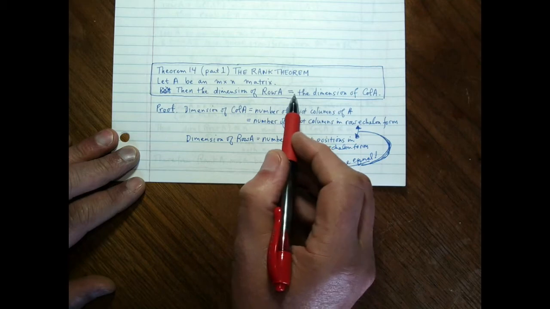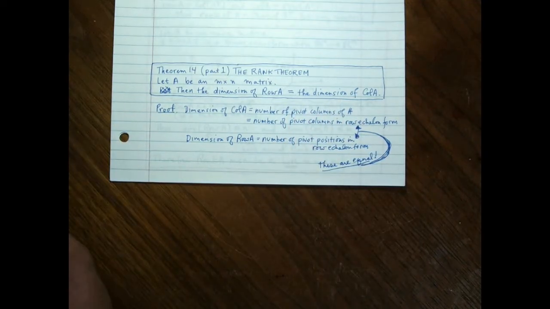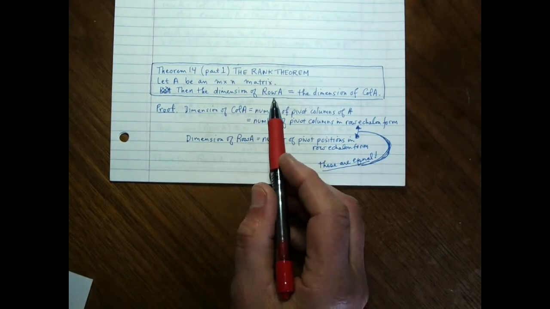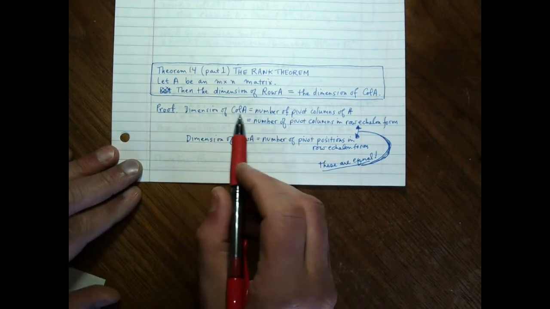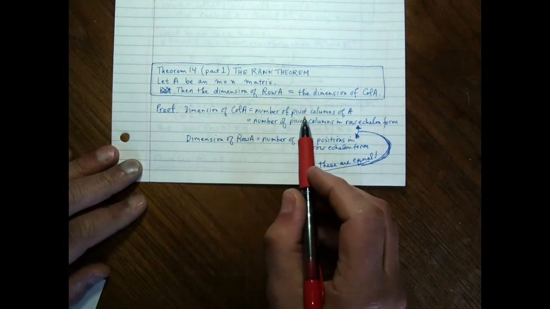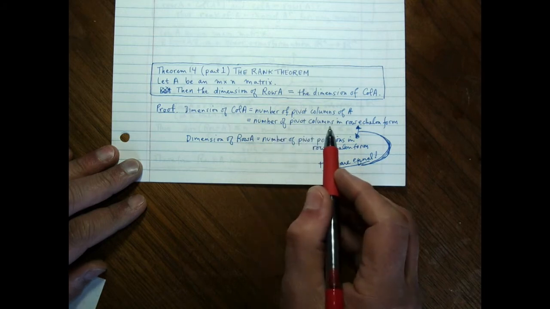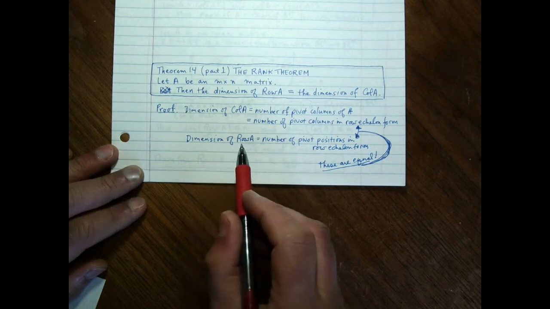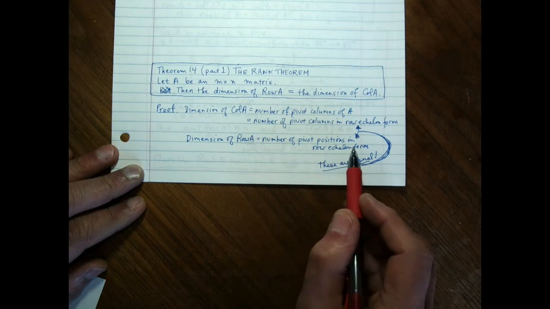And it's maybe kind of anticlimactic at this point, because it's not hard to explain why. The dimension of the column space is the number of pivot columns of A. That's the number of pivot columns in row echelon form. The dimension of the row space is the number of pivot positions in row echelon form. But the number of pivot positions and pivot columns are equal, so they're always going to come out the same.